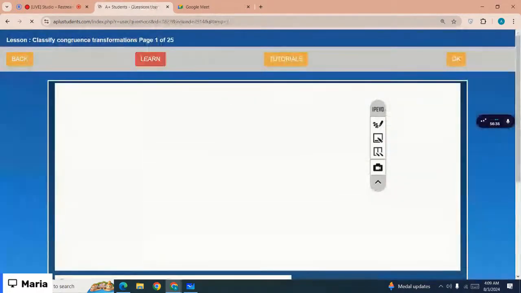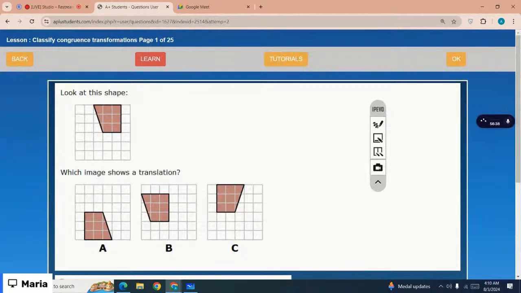Let's just start with test questions. Look at this shape. Which shape is the translation? Which is the correct option? Translation means you need to move the whole image to a new place and all the coordinates are exactly new. So which one is the translation? B is the translation, right? The correct option is B.